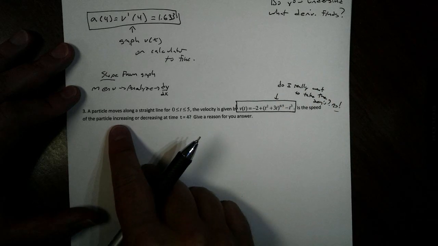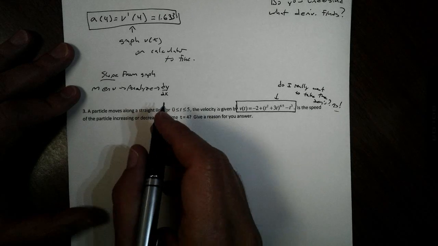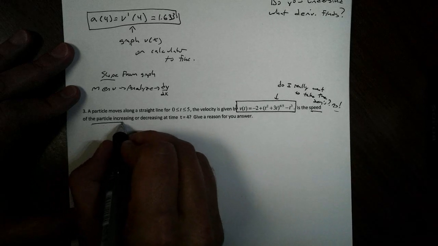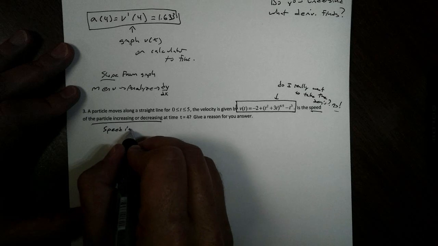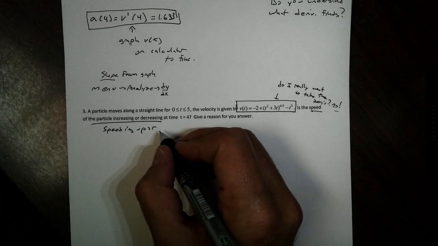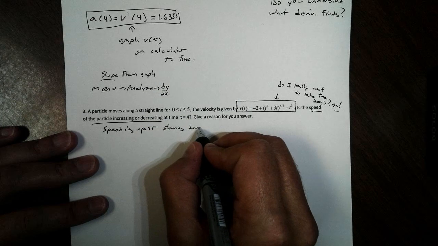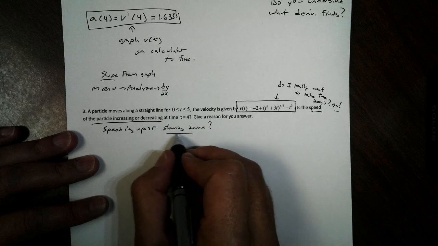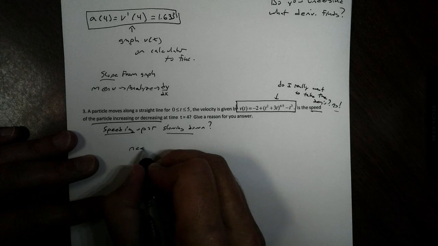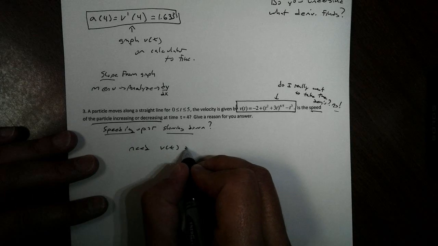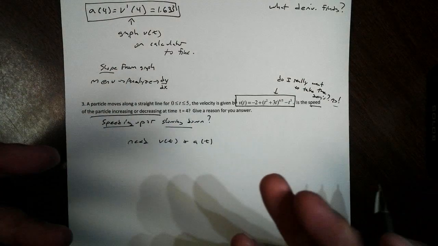Is the speed of the particle increasing or decreasing at t equals 4? Give a reason for your answer. Ooh, they're talking about speed. Increasing or decreasing. So they're really asking us, are we speeding up or slowing down? And so we've talked about this before. If we're speeding up or slowing down, we're going to need velocity and acceleration. And since they gave us the velocity graph, that's all we need.